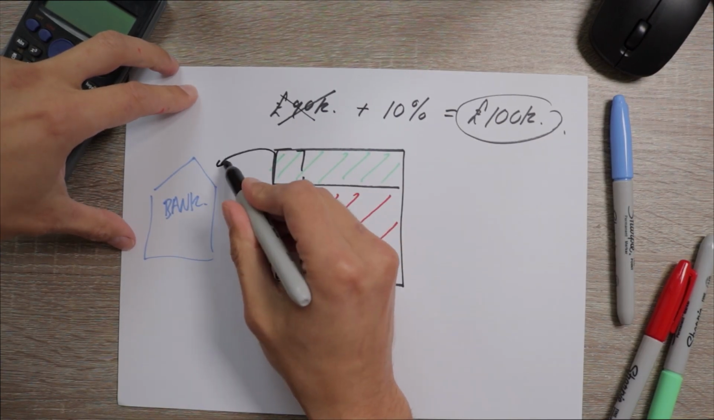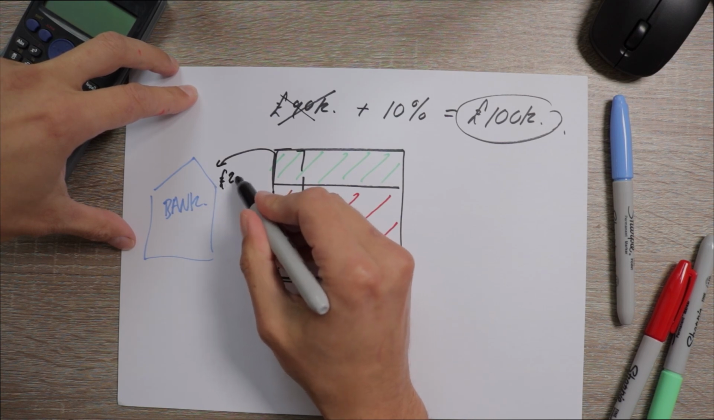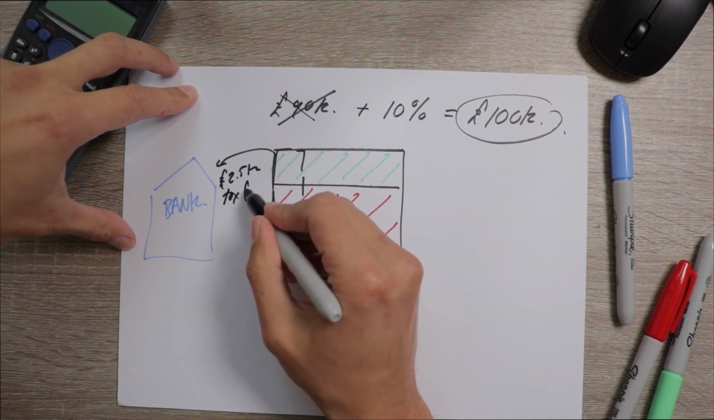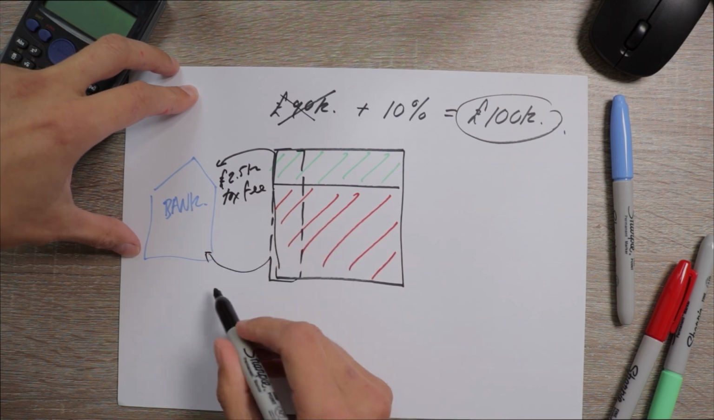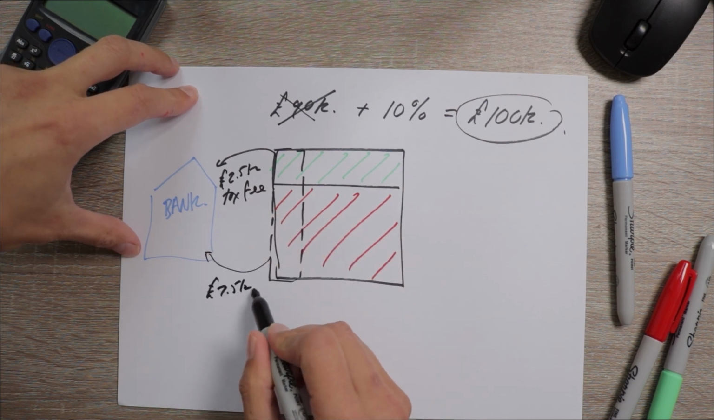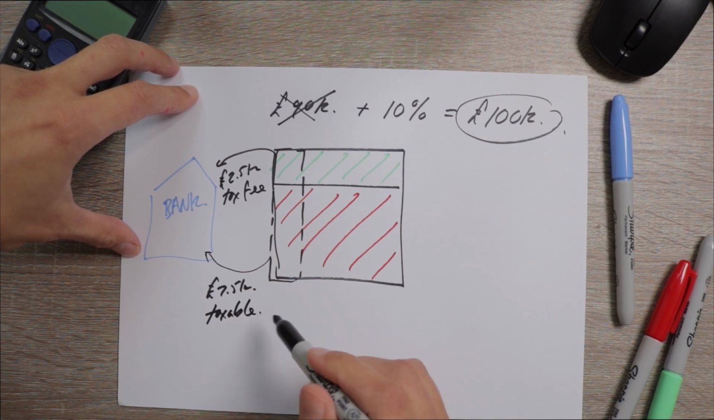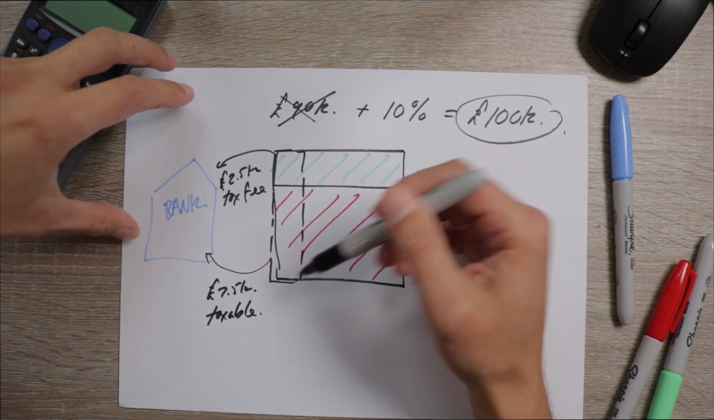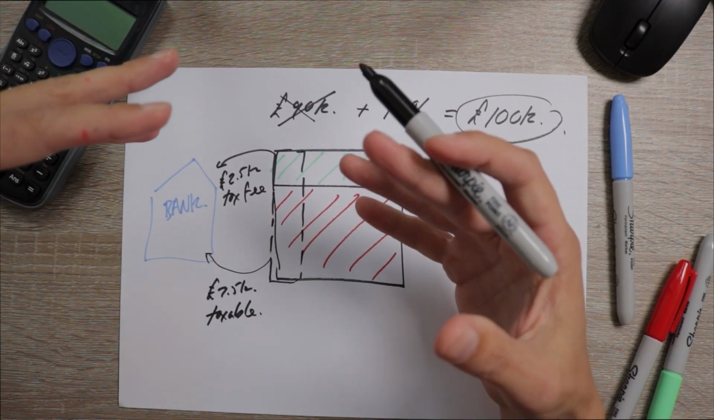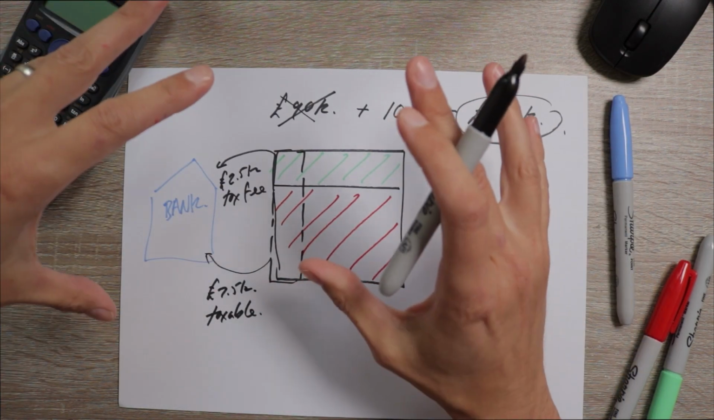We're going to take out £2,500 tax-free and £7,500 of taxable income. So we can do that exact same process again. Obviously we don't have to do that amount, we can do different amounts. But in this example we're doing £10,000.